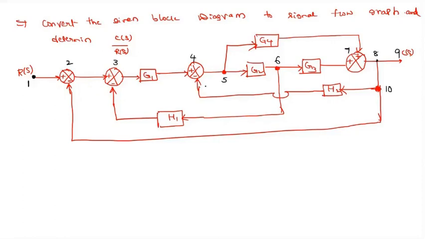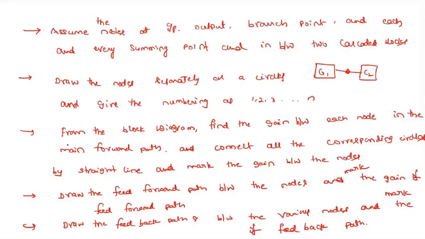You need to assume the nodes at the input side, output side, branch points, summing points, and if any two blocks are cascaded. In this block diagram no two blocks are cascaded, so that possibility is not there. Now after assuming the nodes, the second step is to draw the nodes separately as circles and give the numbering 1, 2, 3.